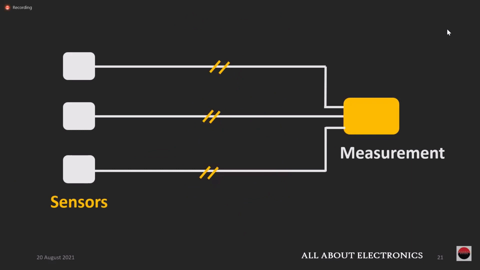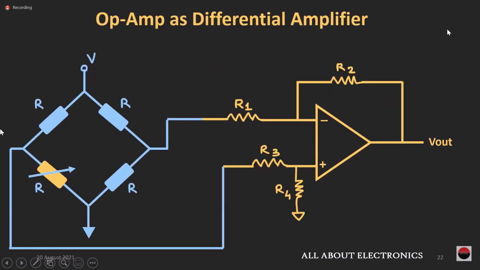So here we have three sensors. You can see three sensors. Three sensors are measuring three different parameters. One is measuring pressure, another one is measuring level, another one is measuring some other parameter like light intensity. So three different sensors are measuring three different parameters.